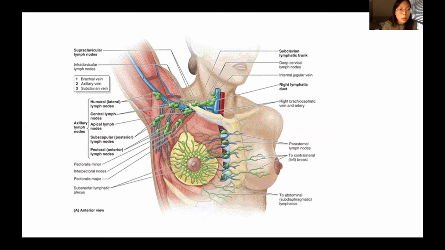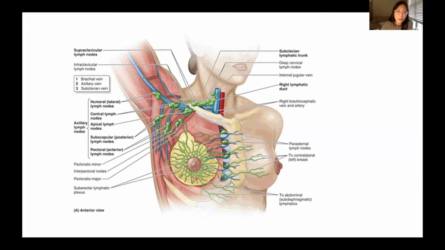The central lymph nodes drain into the apical deep lymph nodes. These are located at the apex of the axilla. The apical nodes travel through the cervicoaxillary canal before converging and draining into the subclavian lymphatic trunk. The right subclavian trunk continues to form the right lymphatic duct, and then that enters into the venous angle directly right here. The left subclavian trunk drains directly into the thoracic duct.